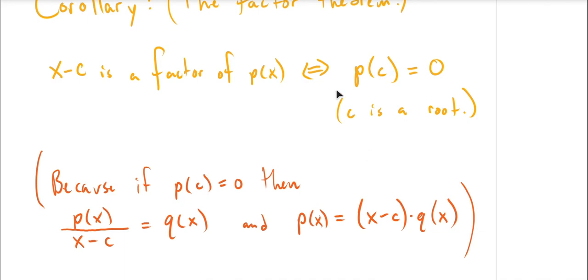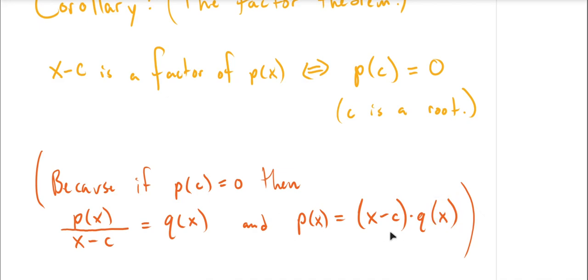If p of c was equal to 0, then we need not write plus 0. And p of x divided by x minus c could be written as q of x, where q of x is a polynomial. Likewise, p of x could be written as x minus c times q of x, which is what it means to have x minus c as a factor. It could be written as a product with some other polynomial, and that would give me p.